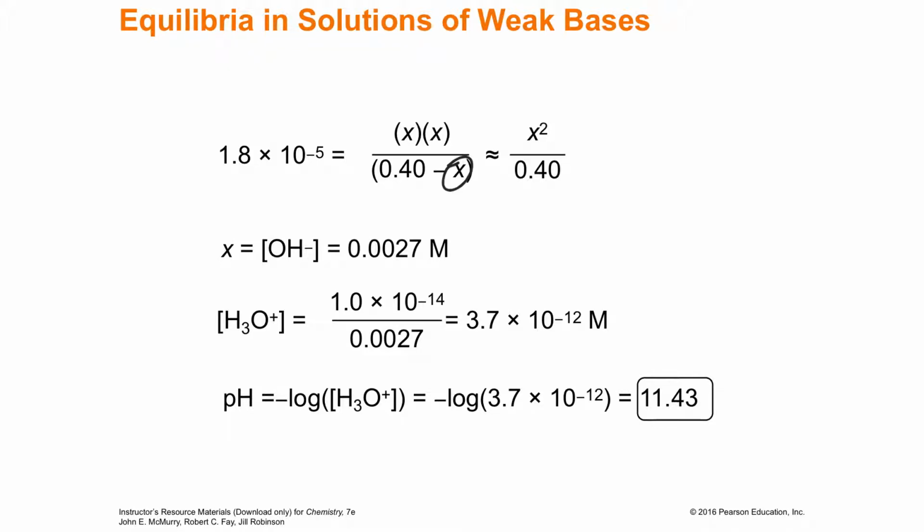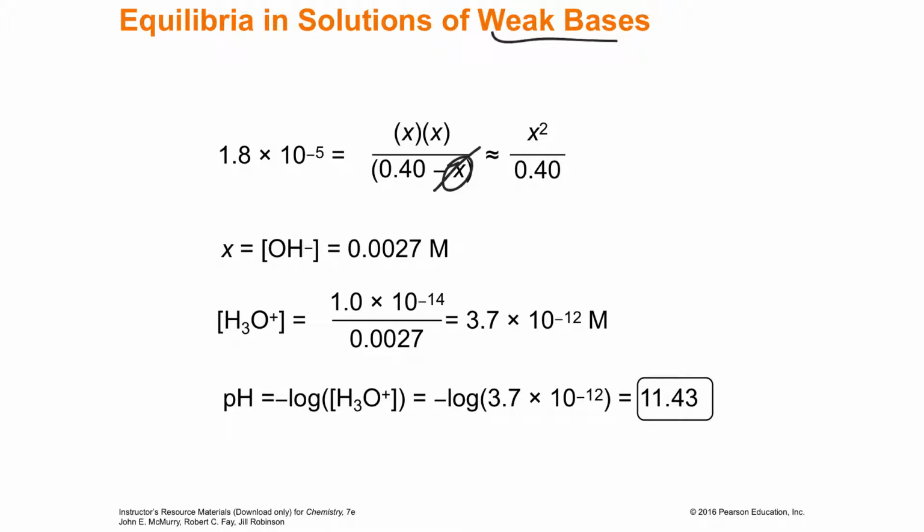Now, you can't ignore it every single time. That's why I would use a calculator or do it longhand, quadratic. But if you are short on time and you look and you say, this is a weak base. Weak bases don't make very much hydroxide. So therefore, I'm just going to ignore this and pretend it's not there. When I do that, it's no longer a quadratic equation. It's just a square root problem and no big deal.